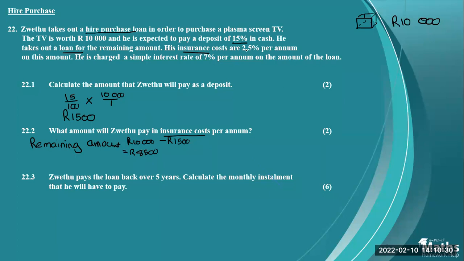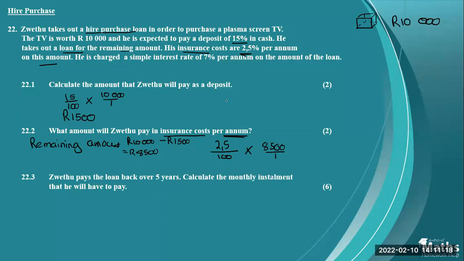Why? Because what if someone steals his television? Then the shop owner has nothing, and the shop owner still needs to get the rest of the money. So we're going to work out what amount this guy will have to pay per year in insurance. He's going to pay 2.5%. So it's 2.5 over 100 of 8,500 Rand. Because his insurance is going to cost that on this amount, meaning the remaining amount.